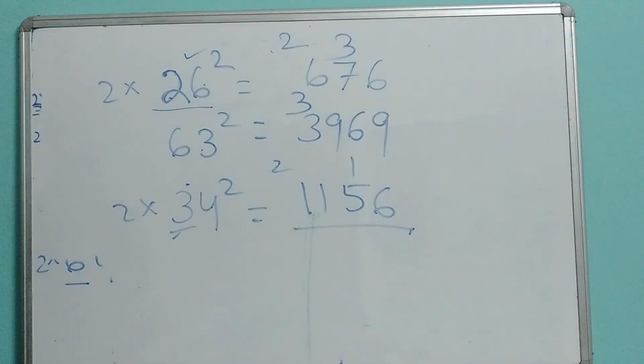This way you will remember and calculate faster. If you practice more and more, within 5 to 7 seconds you will get the square, even faster than your calculator.